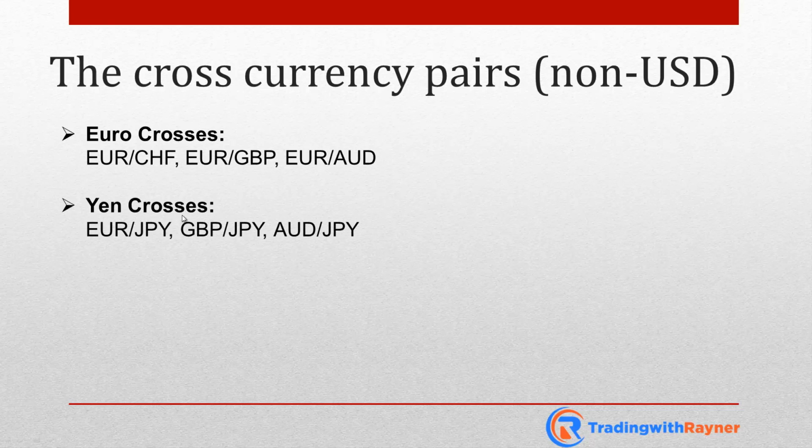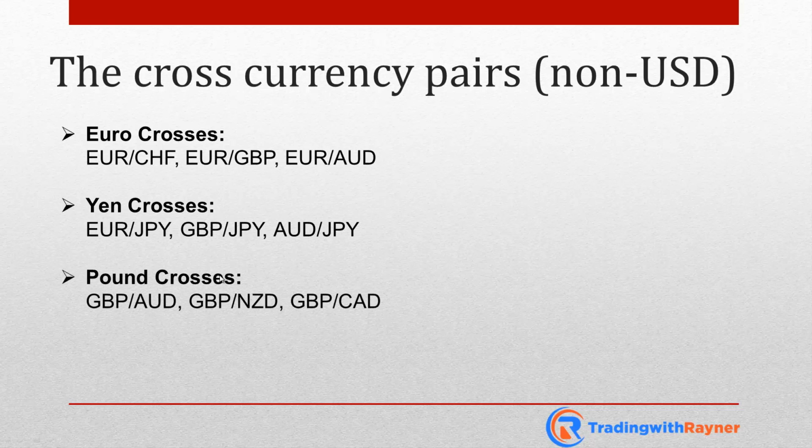Then you have yen crosses, where you have yen as a common denominator: Euro yen, pound yen, Aussie yen. You can even have pound crosses: pound Aussie, pound New Zealand, pound Canadian. You can have all the different types of crosses, New Zealand crosses, Aussie crosses, African rand crosses, and stuff like that. The main idea of cross currency pairs is that it is a non-USD pair, and there should be a theme related to it, whether it's a Euro cross, yen cross, or pound cross.